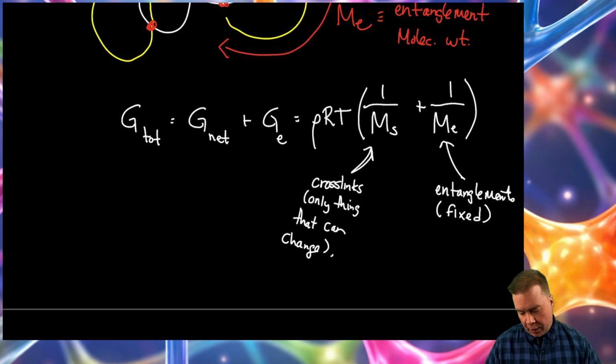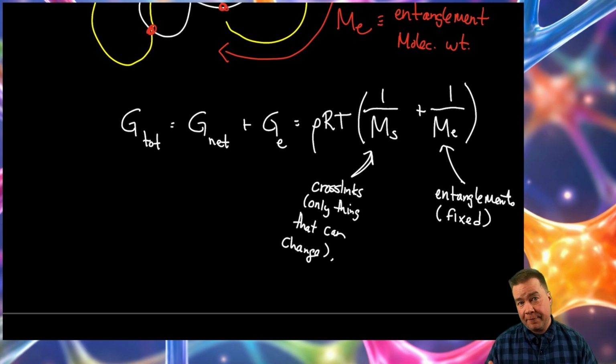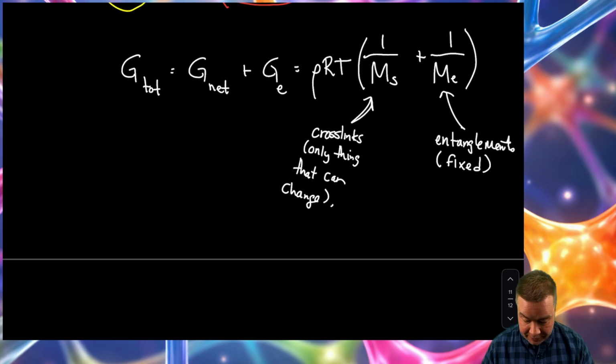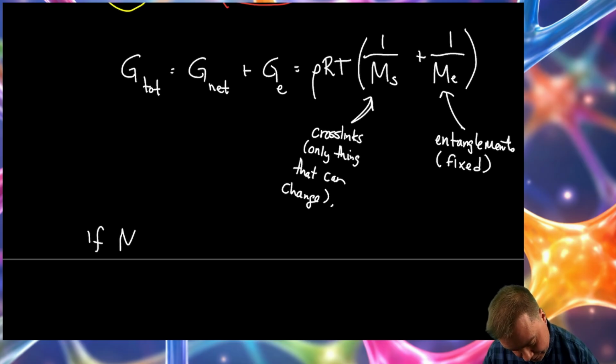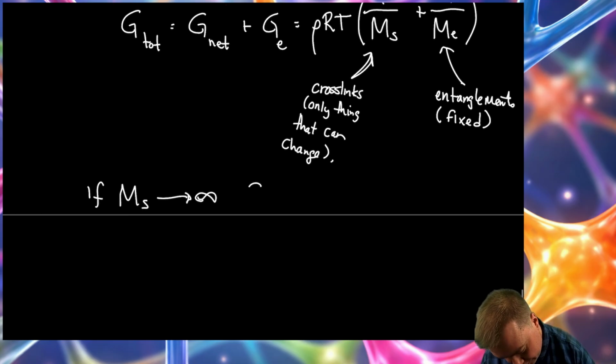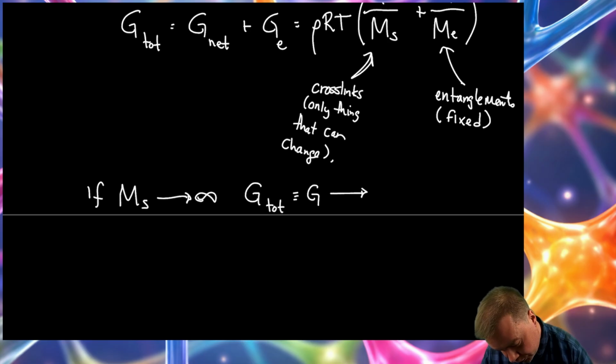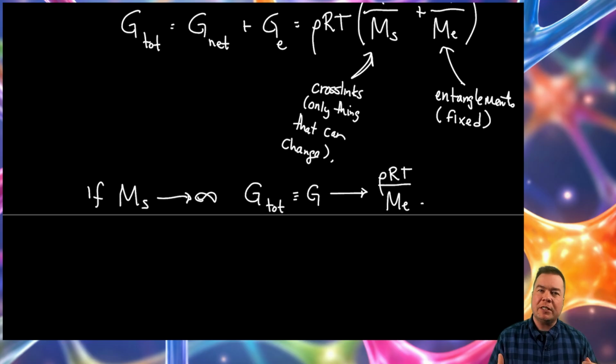And in an upcoming class, we're going to talk about entanglements and what that does to the dynamics of a material. But for now, I want you to think of these entanglements as being fixed, these crosslinks as being the thing that we can change by changing the network structure. And because of this, you can see that if M sub S got really large, in other words, we made the crosslink density really, really small, then the shear modulus of our network, we're just going to call this G, is going to approach rho RT divided by M sub E. So entanglements place a fundamental limit on how soft you can make your material.